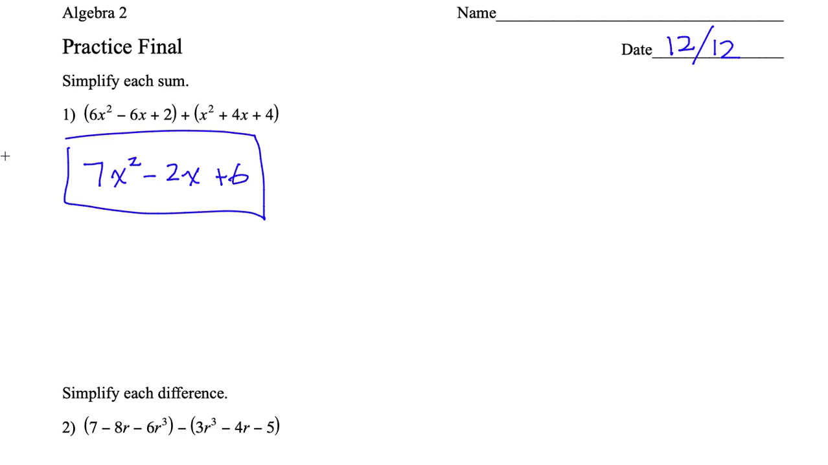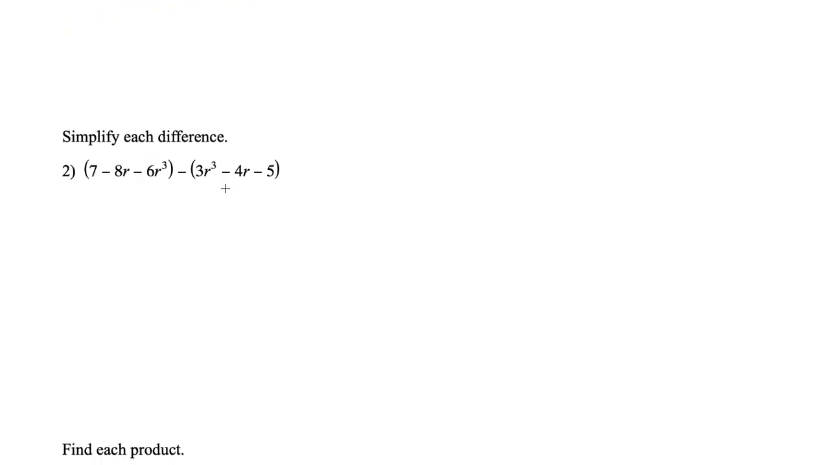Ask me questions. Again, you're just combining your like terms. 6x squared and x squared got to 7x squared. Negative 6x, positive 4x got me negative 2x. And positive 2, positive 4 makes positive 6. Moving on to the next question, unless someone raises their hand for more time. And I don't see any hands.